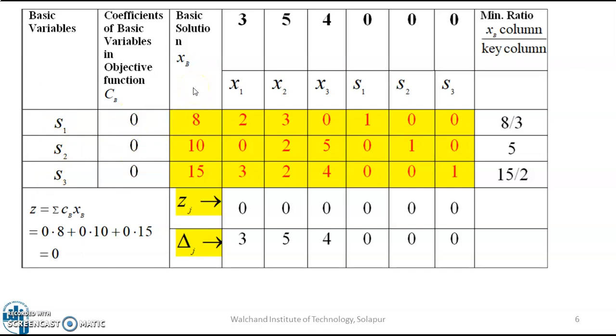The third column is of the values of the basic variables in the basic solution. We have obtained the value of s1 as 8, the value of s2 as 10, and the value of s3 as 15. Now the first row is of the coefficients of all the variables in the objective function. We can see that x1 has the coefficient 3, x2 has 5, x3 has 4, and all the slack variables have the coefficient 0. Now these three rows are obtained from the coefficients of the three equality constraints.